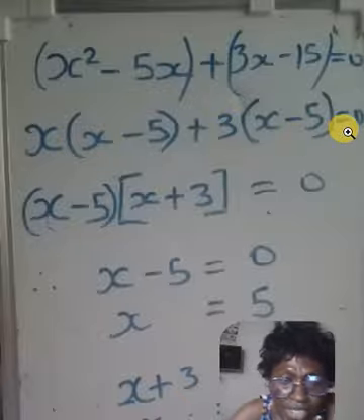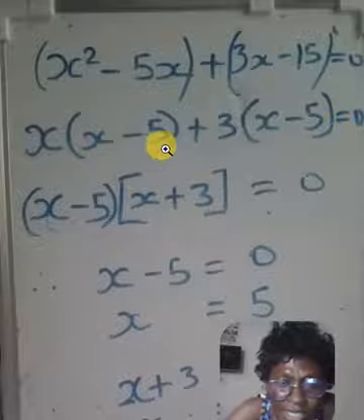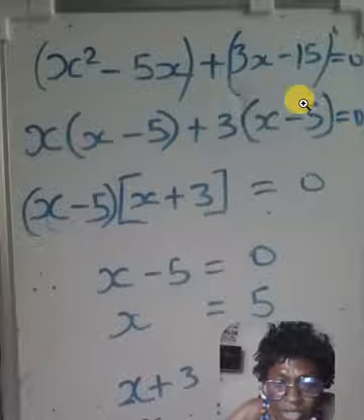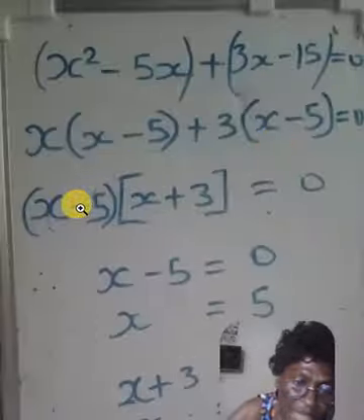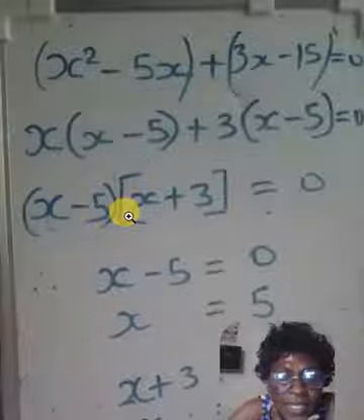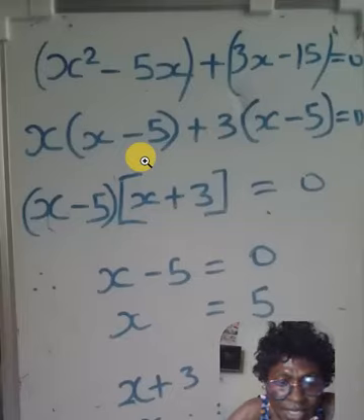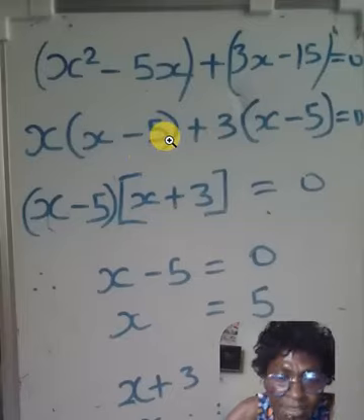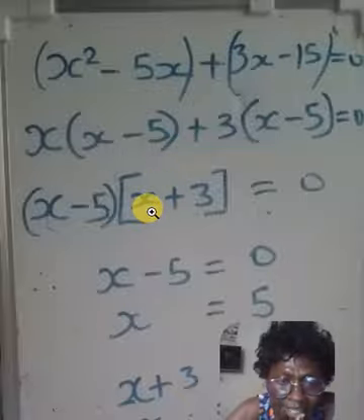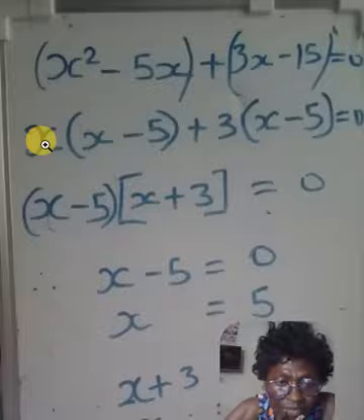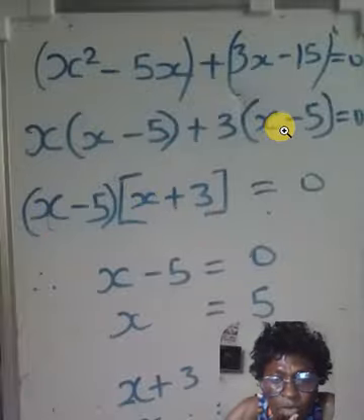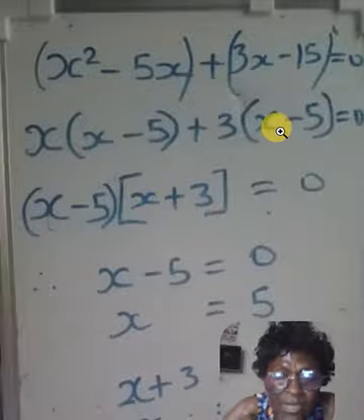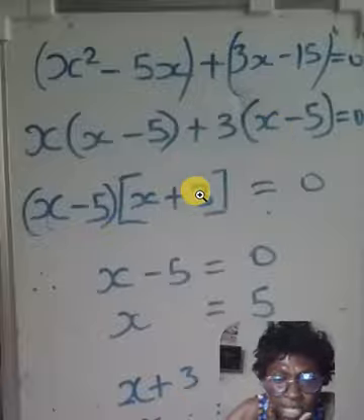So now, can you see that x minus 5 is common to these two sides? So we bring the x minus 5 outside. And then we do this. When we bring x minus 5 outside the bracket, we are left with x here, and we get 3 here.